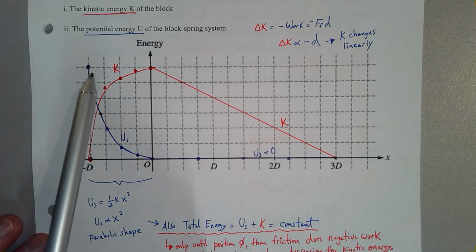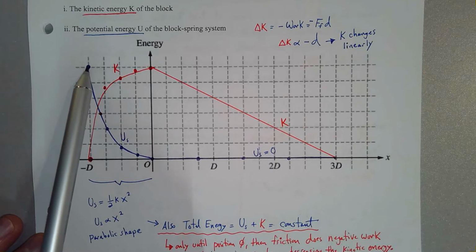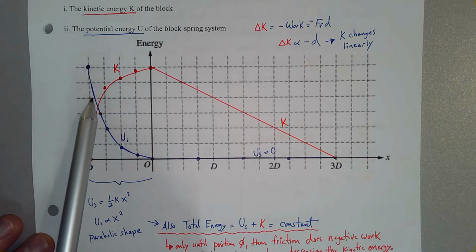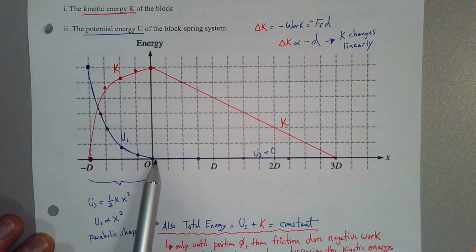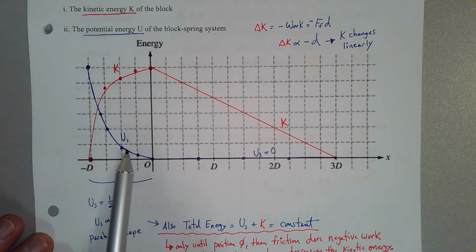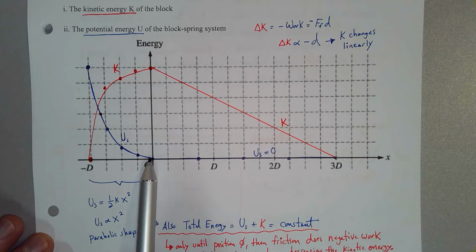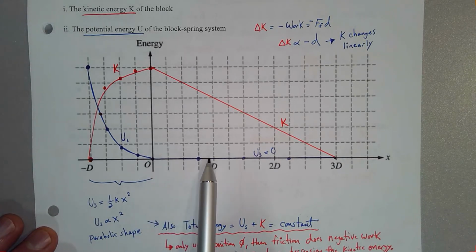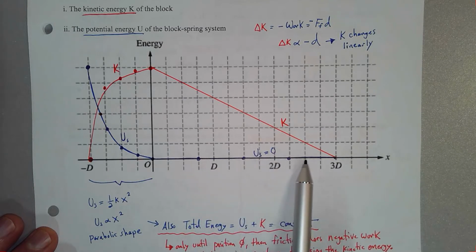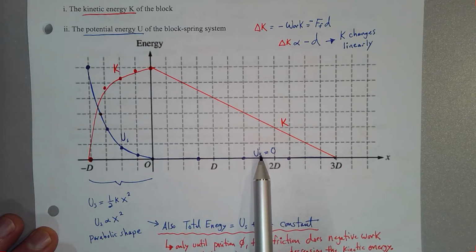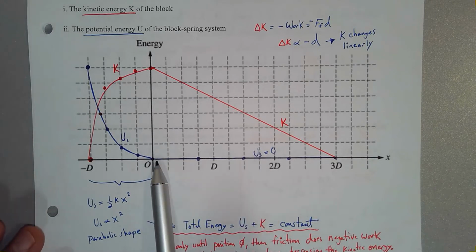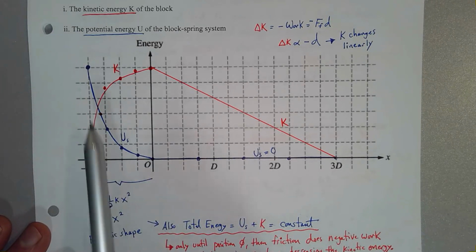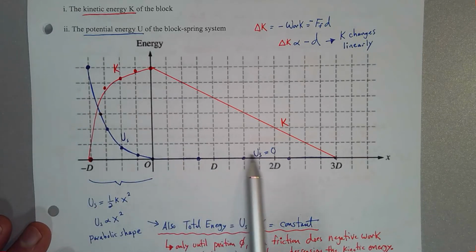So as the spring is uncompressing from negative d at maximum to 0 at a position of 0, when the block reaches a position of 0, it's going to change in that quadratic or parabolic shape. Once the block gets to position 0, and as the block moves farther and farther as it's slowing down, the spring potential energy of the system is just 0, because once the block gets here, the spring is uncompressed and it's not compressed anymore, so it zeroes out here and then just stays 0.